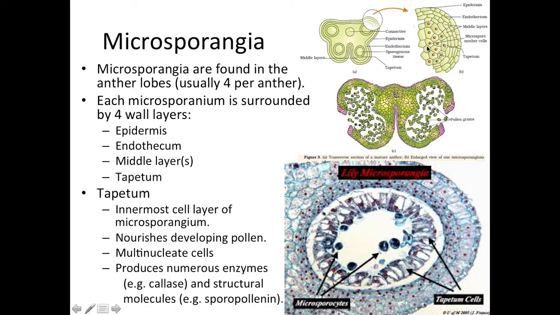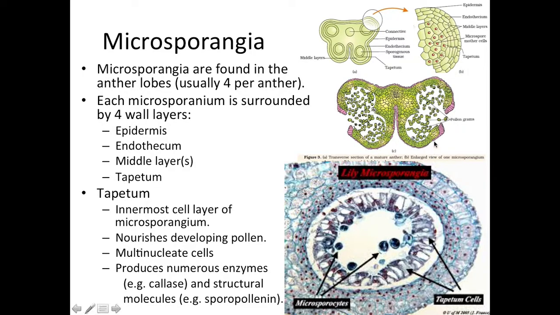Okay, so we have the microspore mother cells, or the microsporocytes, in the center. Those are surrounded by the tapetum. The next layer out consists of one to maybe three or four, usually not more than four layers of cells. Those are known as the middle layers. The outermost layer is known as the epidermis. Okay, so that's what's in contact with the air. And right underneath the epidermis is the endothecum. Okay, the endothecum. And the endothecum has some functions in opening up the anthers.